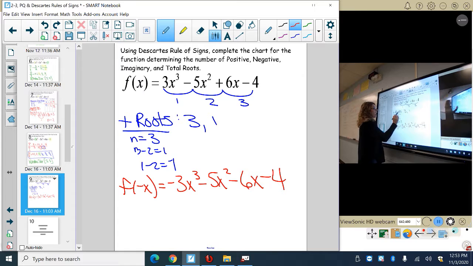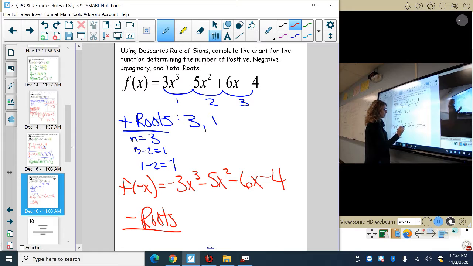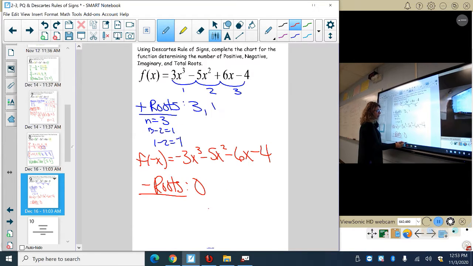So now let's count the negative sign changes. So negative to a negative, nothing. Negative to a negative, nothing. Negative to a negative, nothing. I have 0. Now let's go ahead and make our chart.